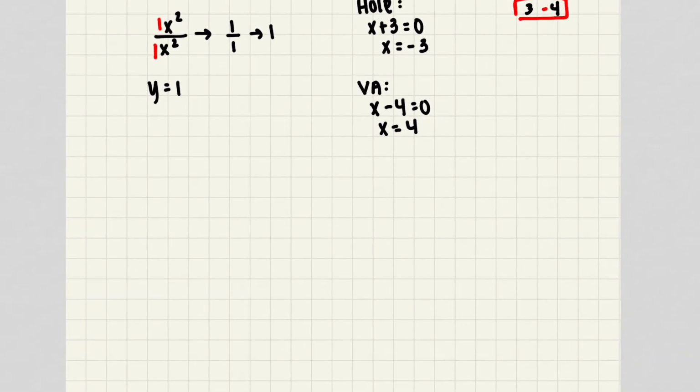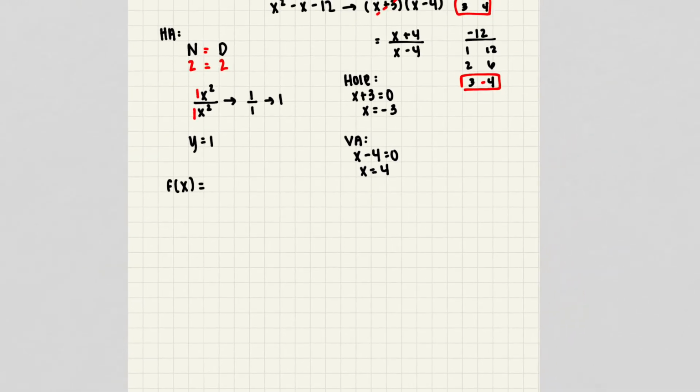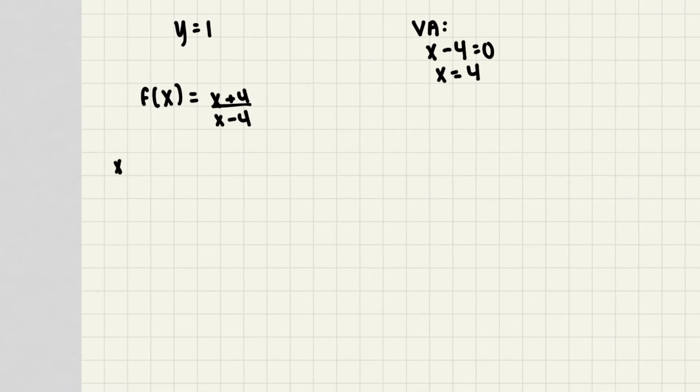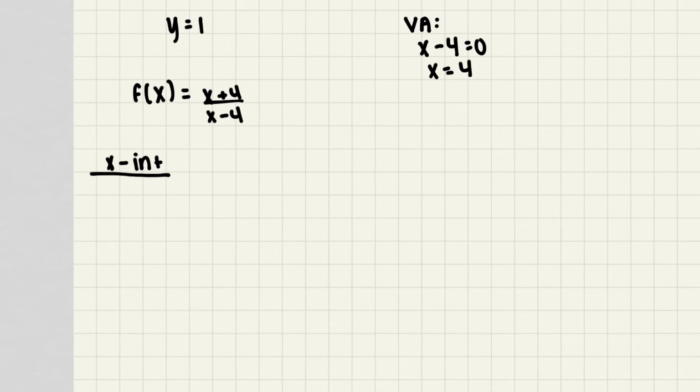So I'm going to rewrite my reduced one here. So I have f of x equals x plus 4 over x minus 4. Once you reduce, that's the rational that you're using. I'm going to go ahead and deal with the x-intercept, which tells me I'm going to take the numerator, x plus 4, and set it equal to 0. When I solve for that, I get x equals negative 4.